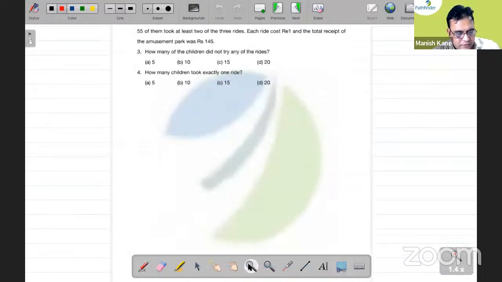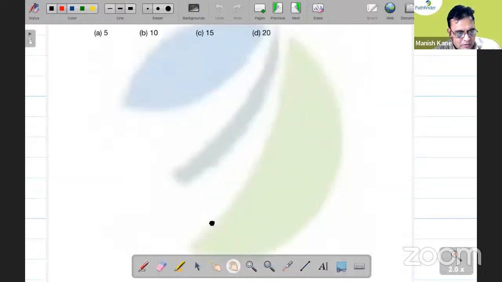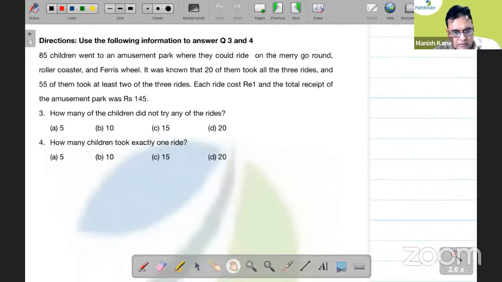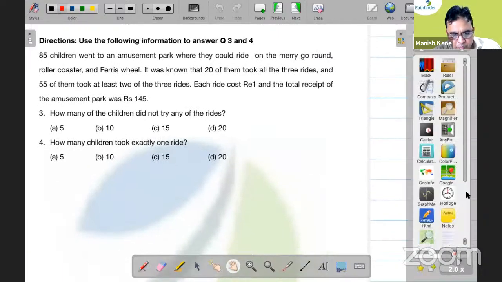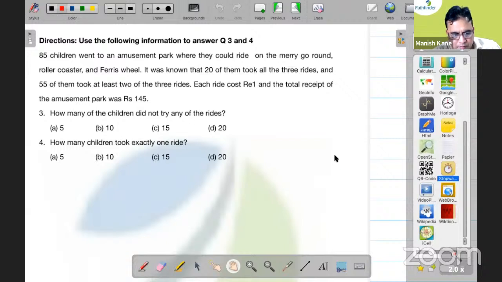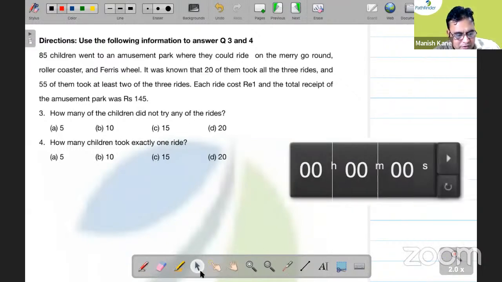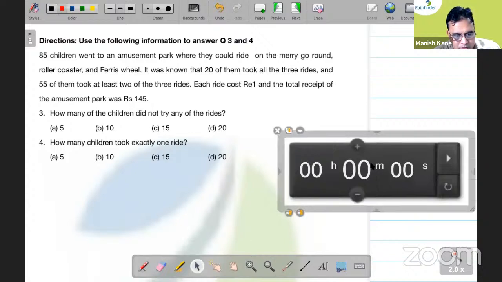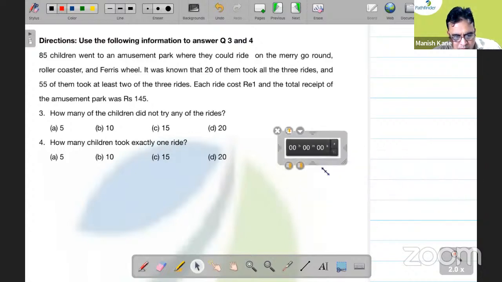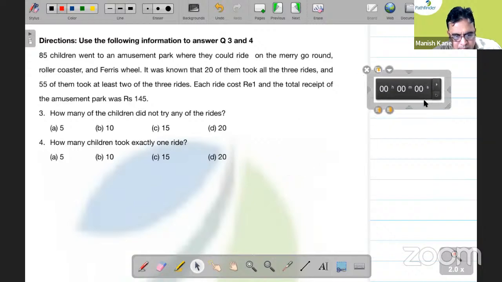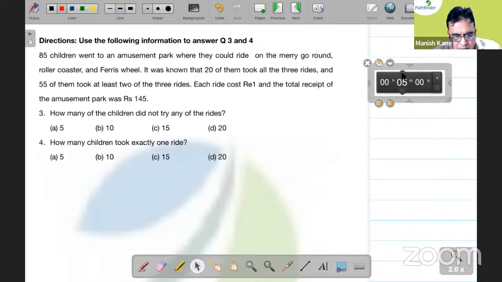Another old CAT question only. So again, I'll give you 5 minutes to solve this question, not more than 5 minutes, not required. You won't require more than 5. In fact, even 5 minutes is more for this question. So your time starts now. Let's try to solve this in 4 minutes itself.